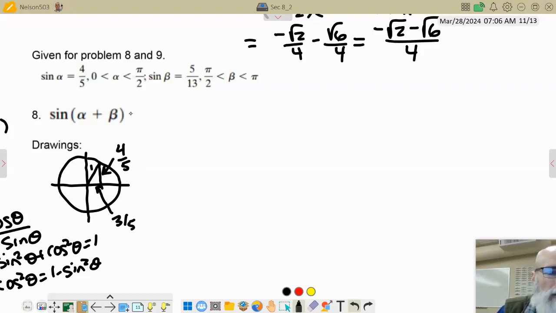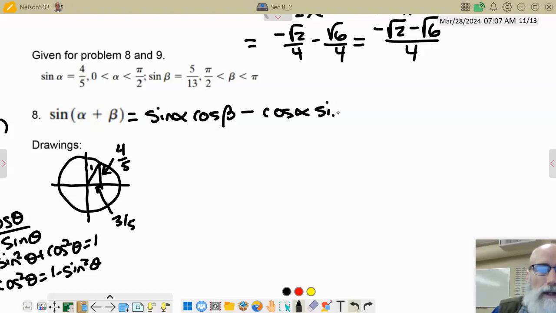So when we're doing the sine of alpha plus beta, we want to use that formula that we were doing up above in number, what was it, 6, I think. So we've got the sine of alpha, cosine beta. Let me write that down. Sine of alpha, cosine beta, and then minus the cosine of alpha, sine beta, right? And so what do we have so far? We have the sine of alpha is 4/5. Okay, so let me put 4/5 right here, and we have the sine of beta.